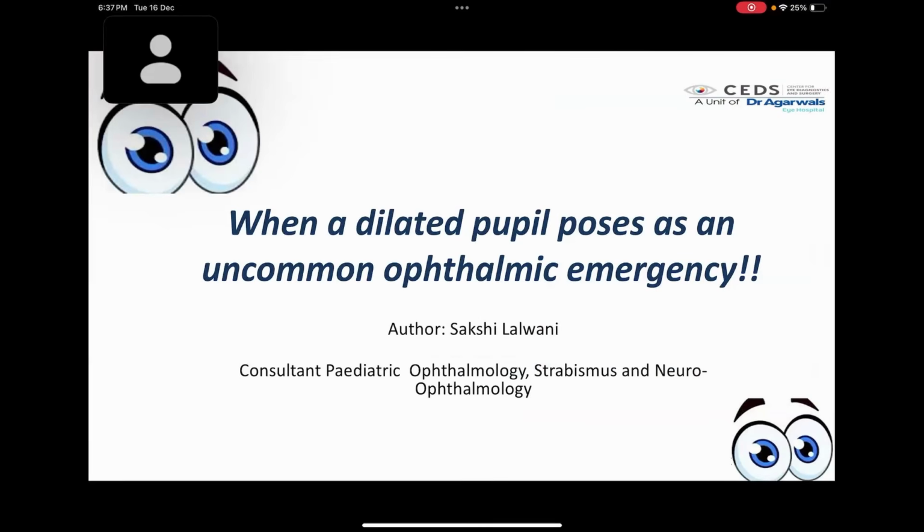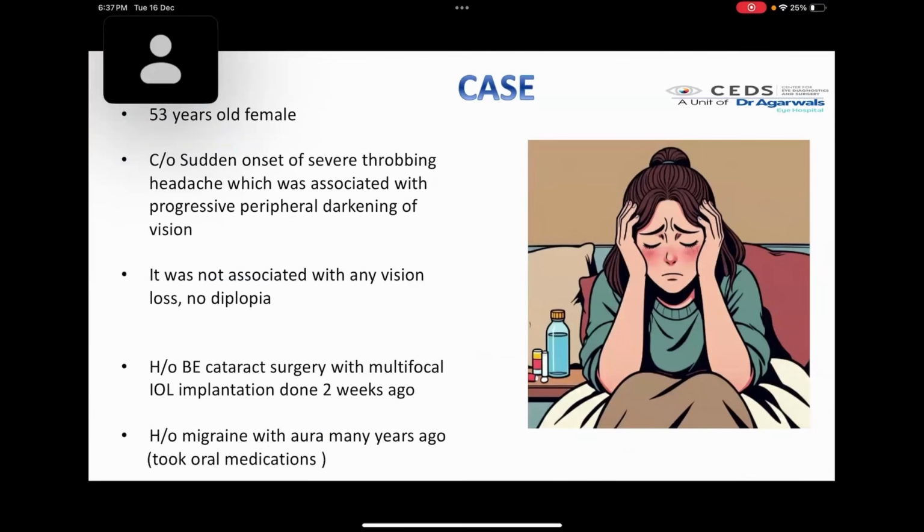Okay, so the title of my presentation today is When a Dilated Pupil Poses as an Uncommon Ophthalmic Emergency. Now, why did I choose this as a title? We will find out. So this is about a 53-year-old female who presented to a neuro-ophthalmology clinic.